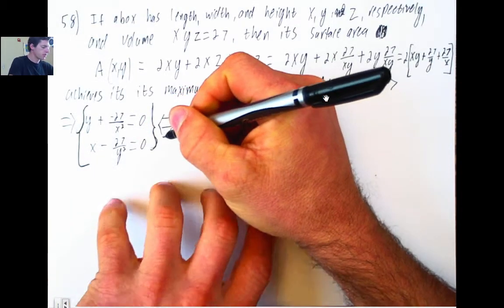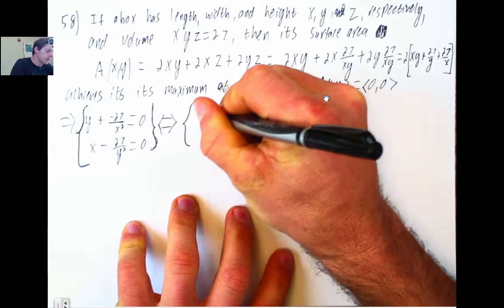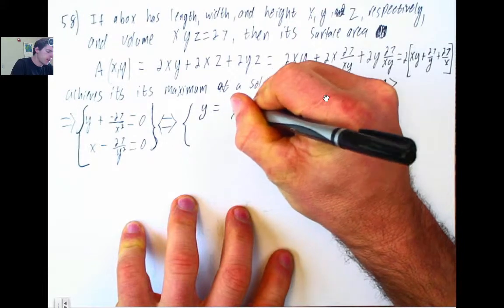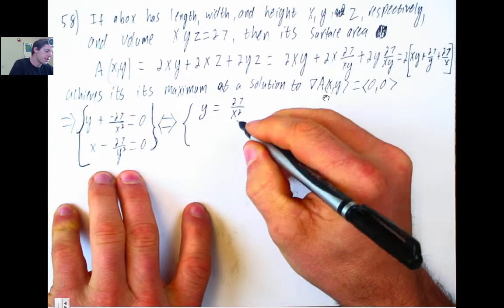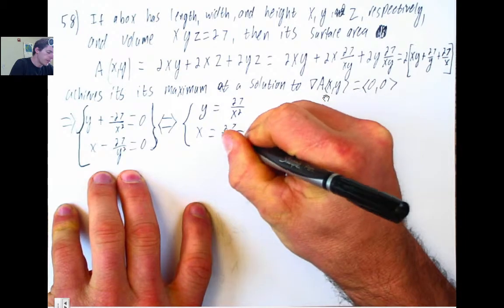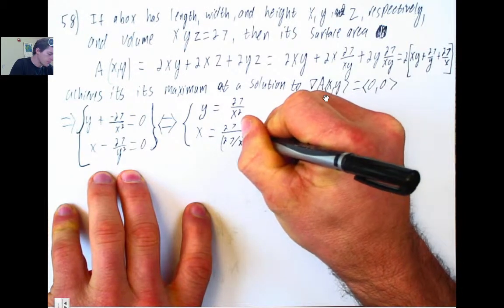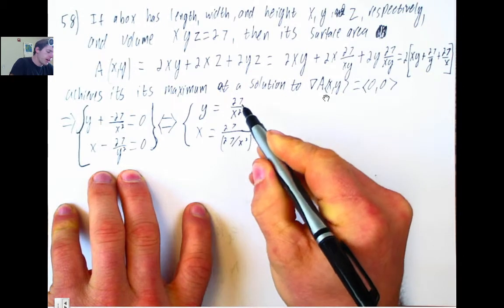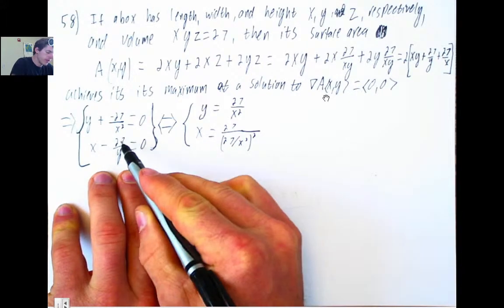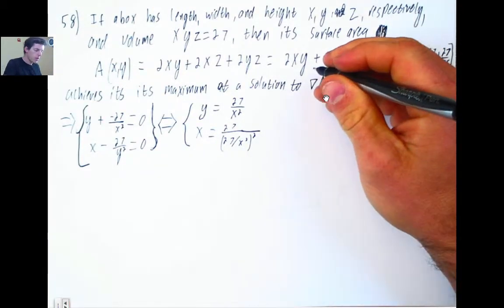This is a system of equations similar to something I presented in lecture. And let me rearrange those two things. Now, y is 27 over x squared. And then x is 27 over y squared, which is 27 over 27 over x squared. See, here I have x squared squared. Yeah, so I have substituted this expression for y into that. Right? I have 27 there over y squared, but y is 27 over x squared, 27 over x squared squared.